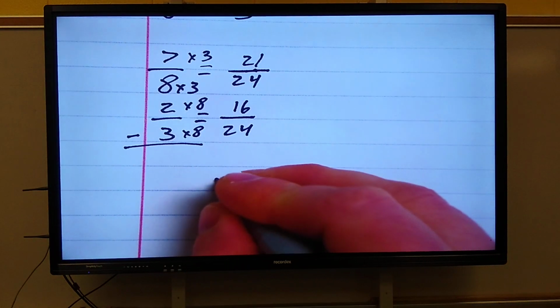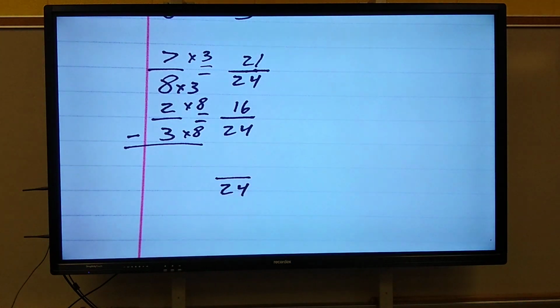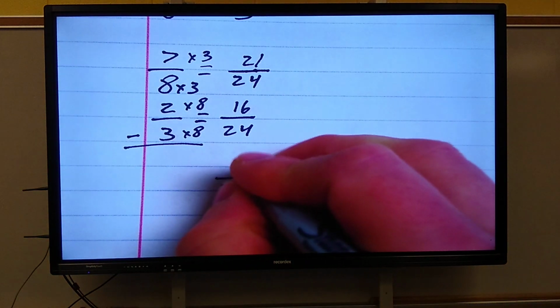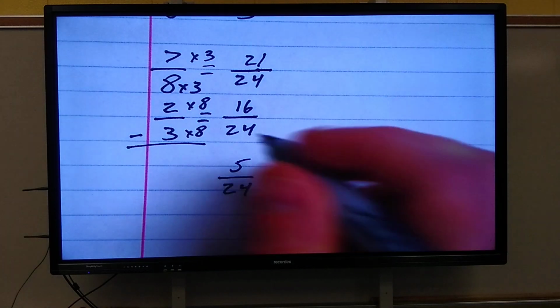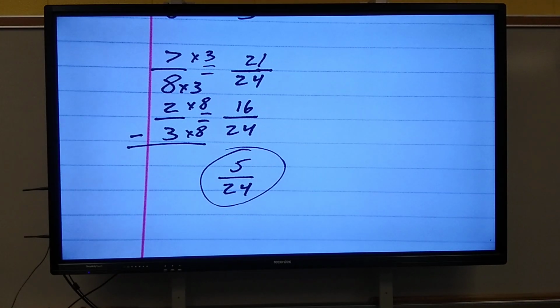And so now we must subtract. Remember, denominator stays the same. 21 minus 16 equals 5. And there you have it, you little fifth graders. Is this an improper fraction? No. Is this in simplest form? Yes, it is. 5/24 is your answer. Easy, easy, easy.